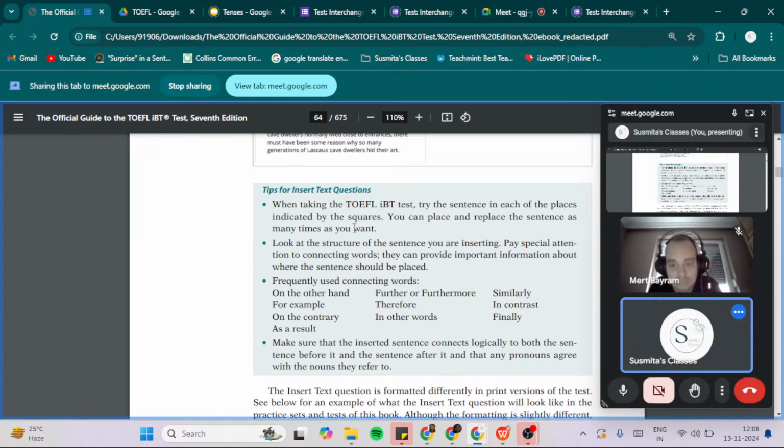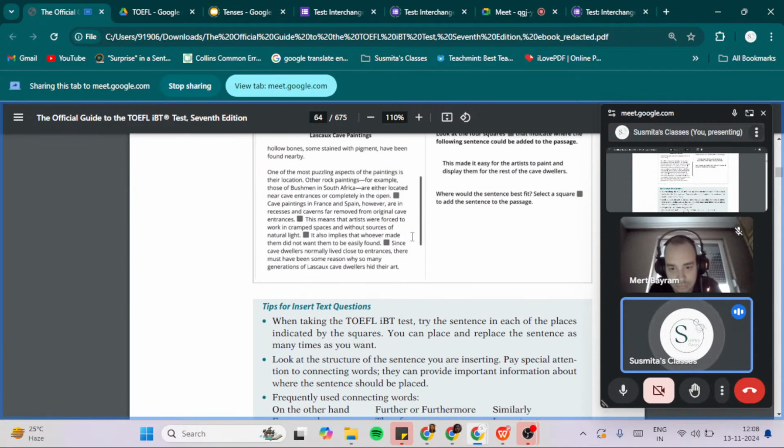When taking the TOEFL test, try the sentence in each of the places. The way I told you, try to fit them into each of the places and read the previous and the next sentence after it and see if it makes the organization correct. The way I told you over here, the previous sentence also starts with this.